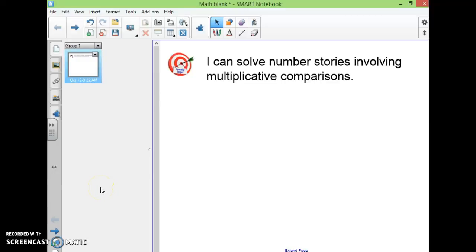Here we go, fourth graders. Your learning target is I can solve number stories involving multiplicative comparisons.